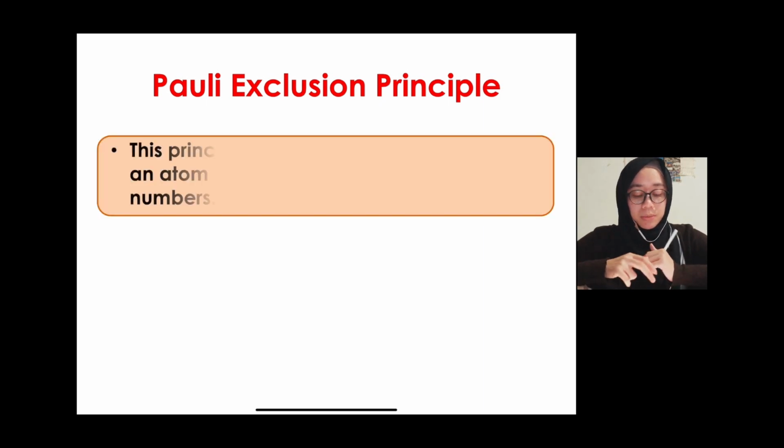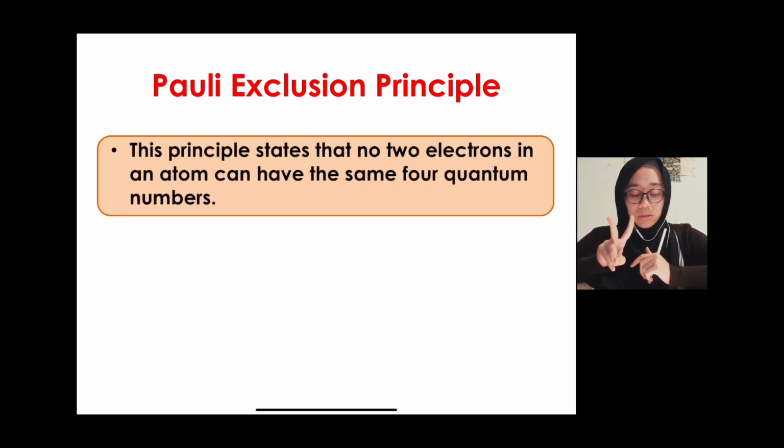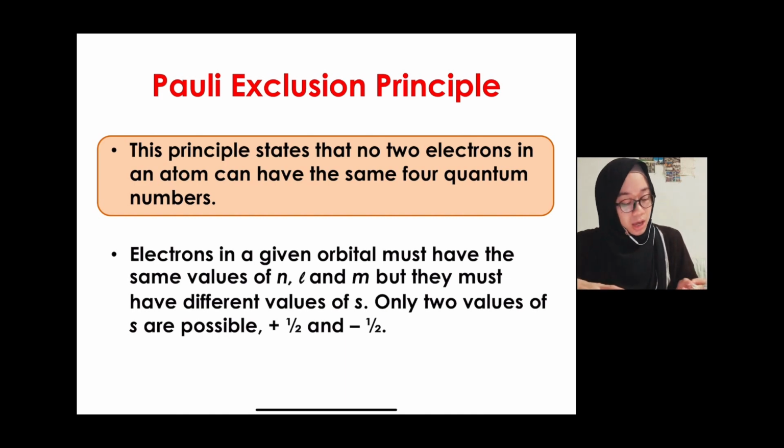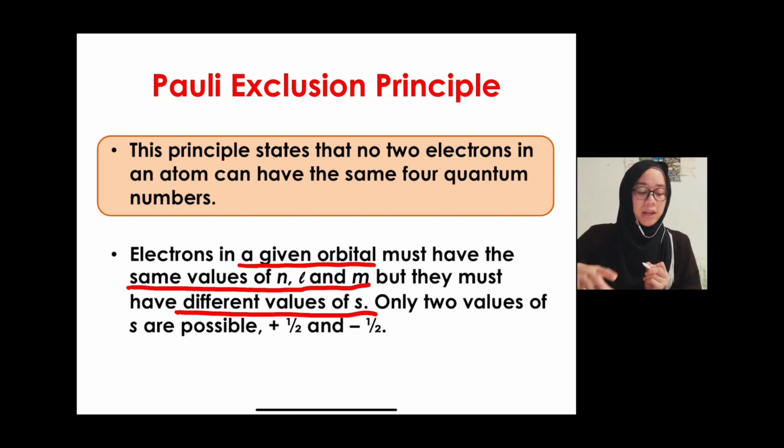So Pauli exclusion principle states that no two electrons in an atom can have the same 4 quantum number. So tak boleh. Okay, so tak boleh ada 2 electron having the same 4 quantum number. So what does it mean here? Okay, so electrons in a given orbital must have the same value of n, l, and m, but they must have different values of s. Okay, so electron yang berada di dalam orbital yang sama, they must have the same value of n, l, and m, but they must have different values of s. So only 2 values of s are possible, sama ada positive half ataupun negative half.